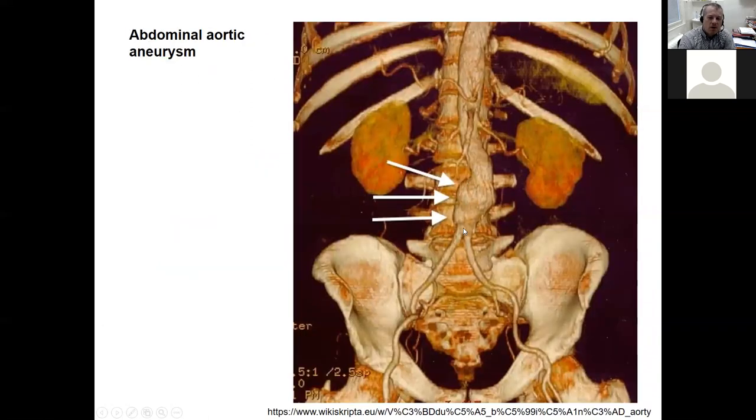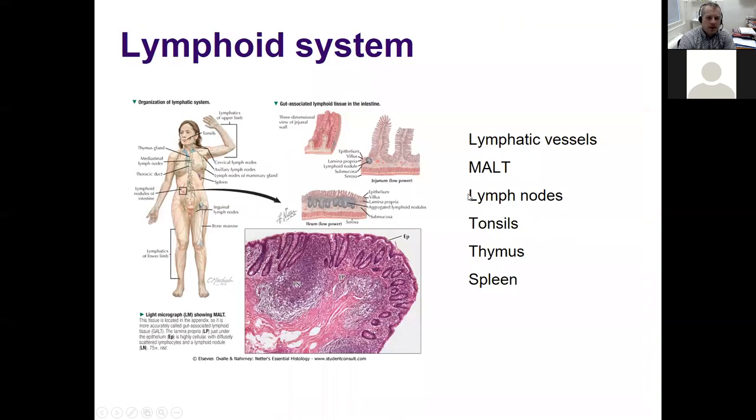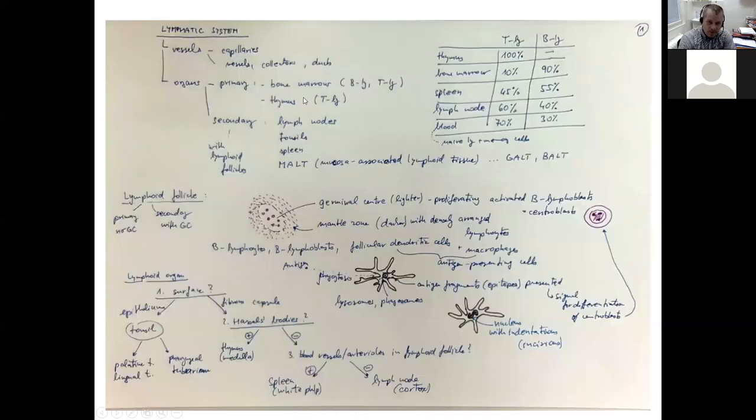Okay, our today's topic is lymphoid system. So forever remember, elastin is really crucial for the elasticity of the aorta. Today we got two topics. The first one will be the lymphoid system. And as usual, I have prepared some sketches and schemes for you. You can find the full versions on our YouTube channel. And here is just some comments.